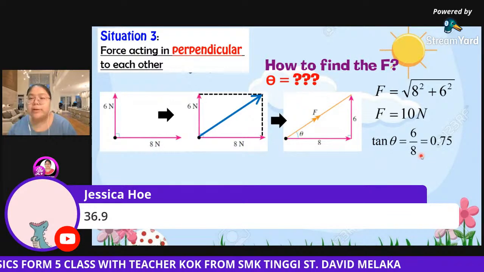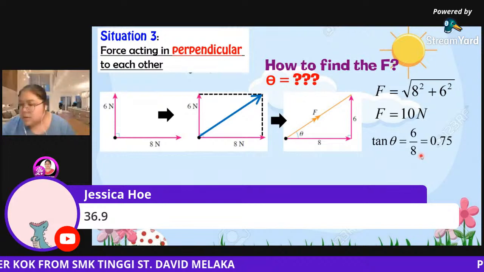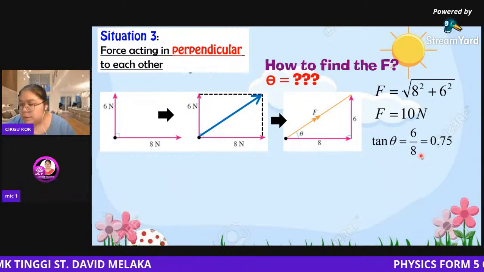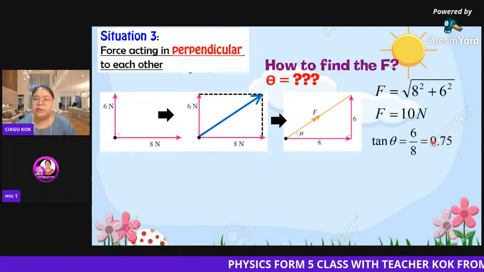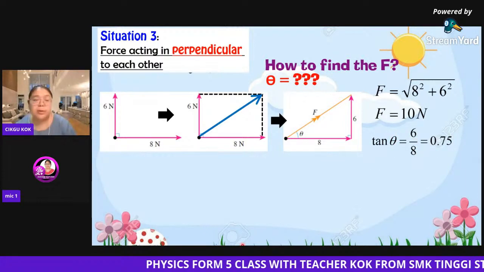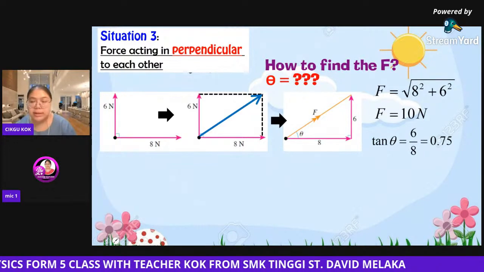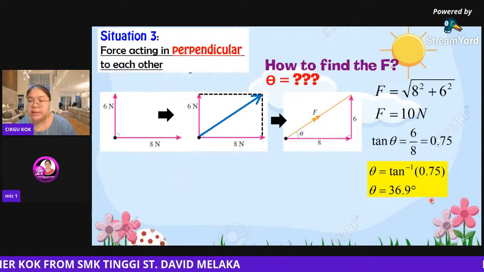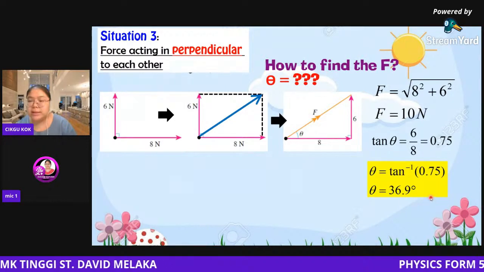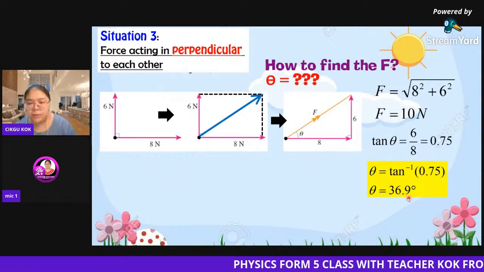Okay, student here, Alicia Teo also gave me the answer 36.87. Yiru Show also the same. Okay, we're going to check. Tangent theta is 6 over 8, 0.75. Now I want the theta only, so I need tangent inverse. Okay, so I get 36.9. You can give two decimal points also can. Okay, so now I get two answers already. We got 10 Newton, we got 36.9.